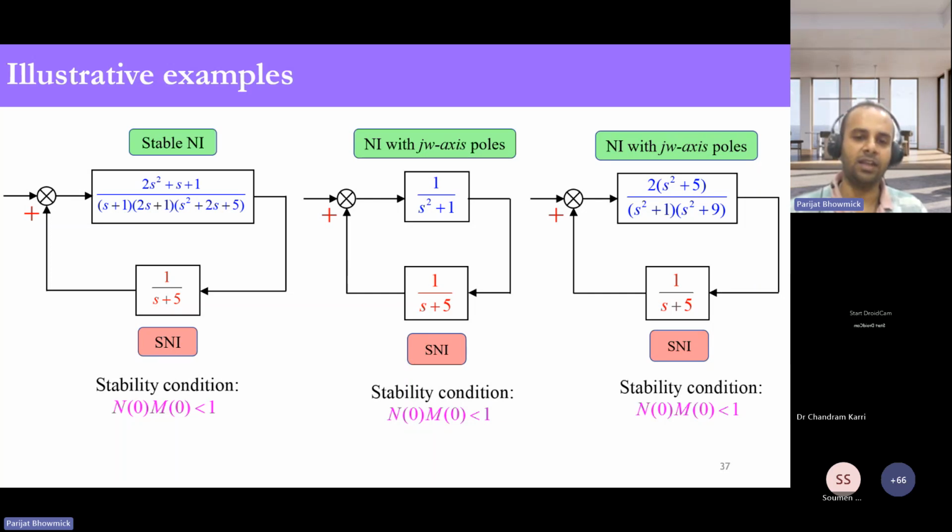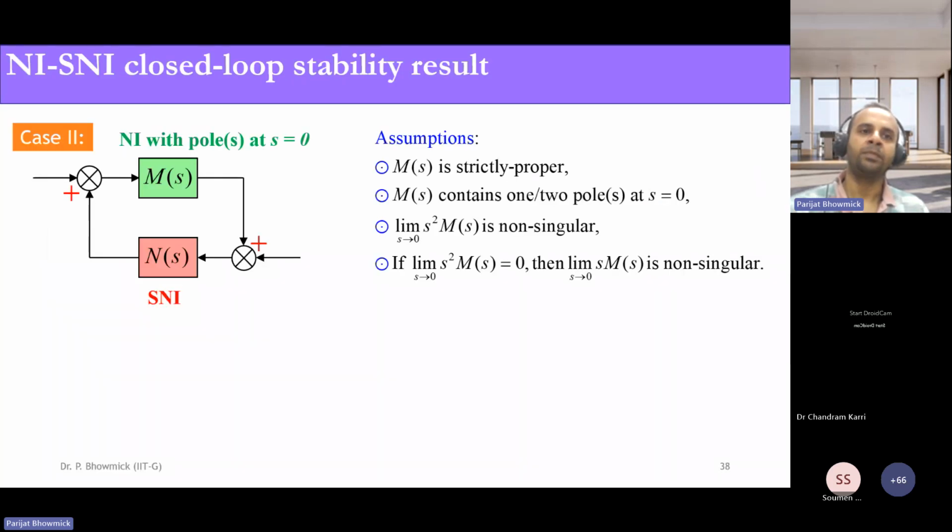Accordingly, you design an SNI controller so that M0 is less than 1. That is one of the main advantages of NI theory. Then the second part is that if you have an NI system with poles at the origin, say for example 1/S or 1/S², then what will be the SNI condition?